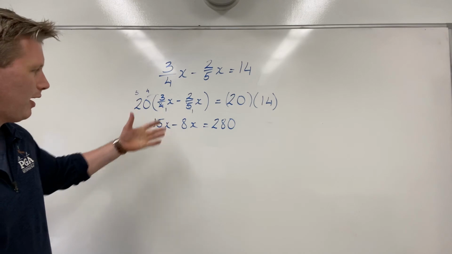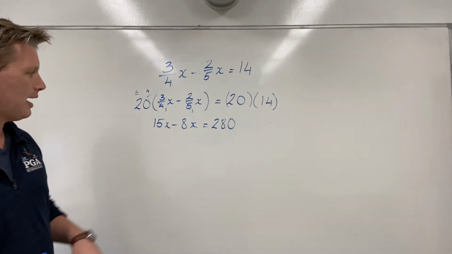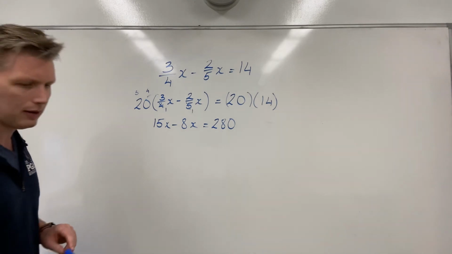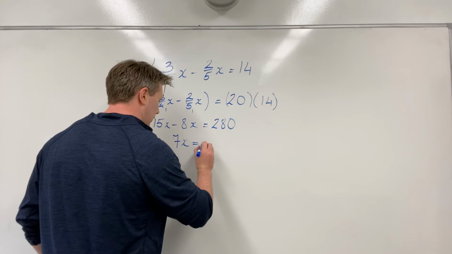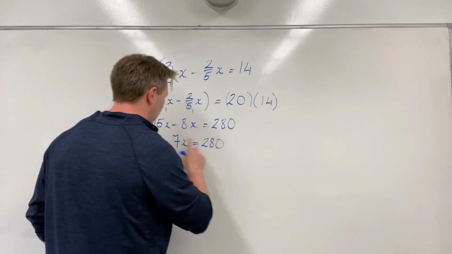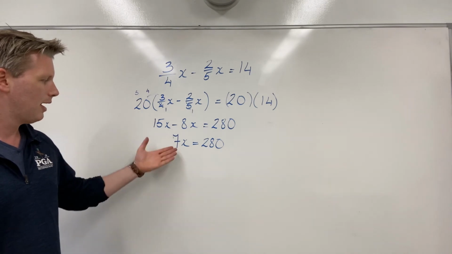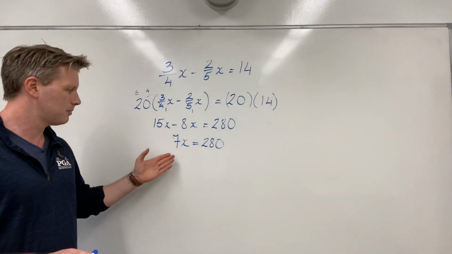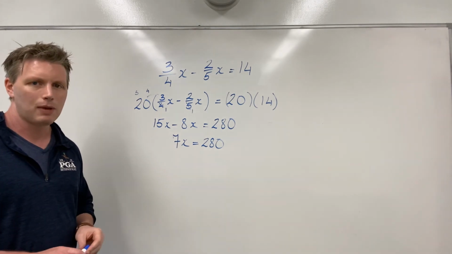I've really simplified it, and this is just like an equation that we've done already. I have 15x minus 8x. If I'm not mistaken, that is 7x. Confirm that. 7x is equal to 280. Gathering up my like terms, x's and x's on the left-hand side. And now in order to isolate x, I simply have to divide my 7x by 7.